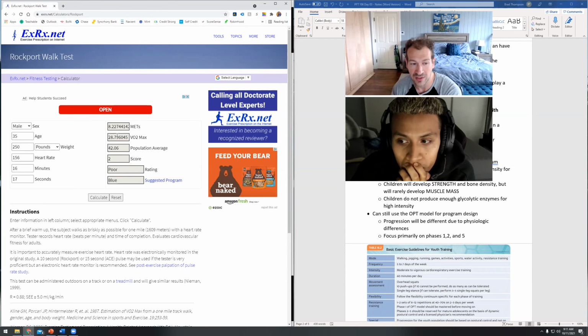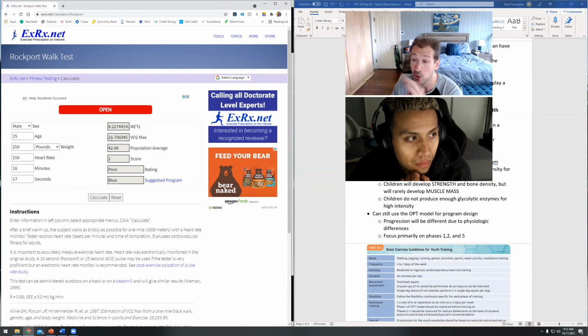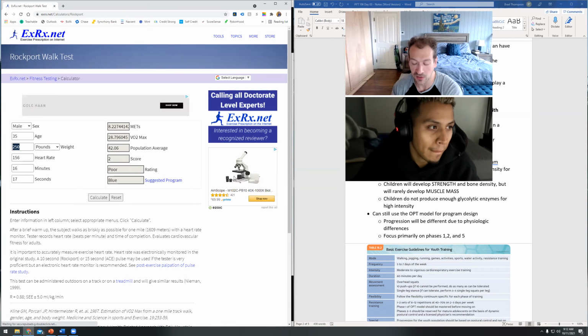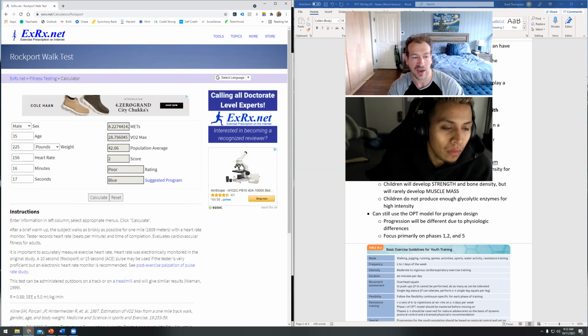They didn't do very well, right? Their VO2 max, the maximum volume of oxygen that they can consume per minute, is about 28.79 milliliters of oxygen per kilogram of body weight per minute, right? So that's not great. That's not very much. But let's say they lose a little bit of weight. They've been working with us for a little while.